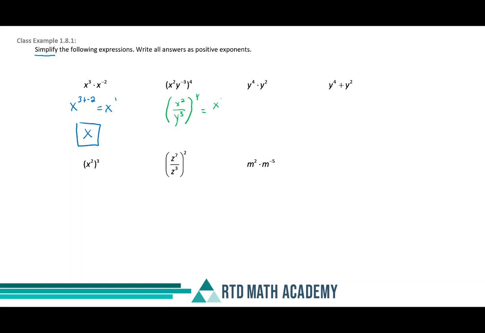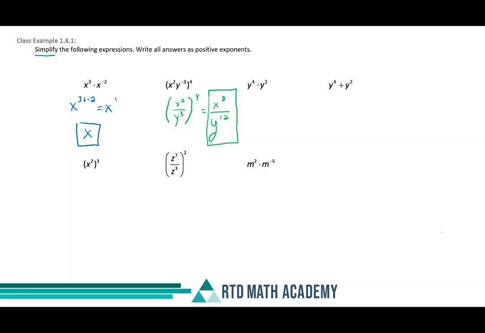X squared raised to the power of 4 is the same thing as 2 times 4, which is x to the power of 8. Y cubed raised to the power of 4 is the same thing as 3 times 4, which is 12. And now I cannot combine these two any further because they are separate bases. So I get x to the power of 8, y to the power of 12 as our final answer.